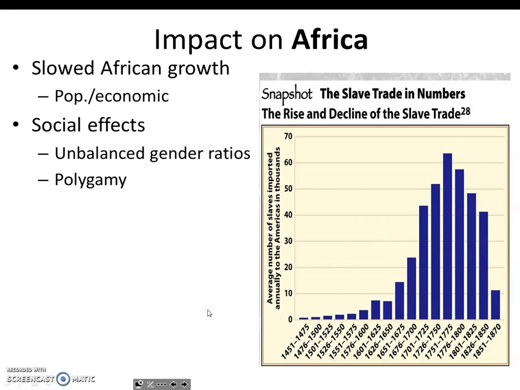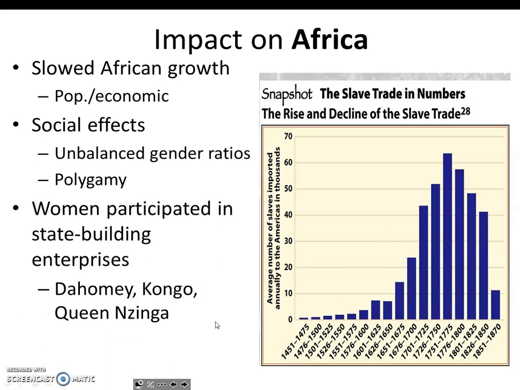Female slaves will provide the labor force for plantations that are in West Africa itself, and they'll benefit the urban elite. There were a few women who benefited by marrying European merchants, and some operated their own trading empires. Interestingly enough, women did participate in several state-building enterprises.